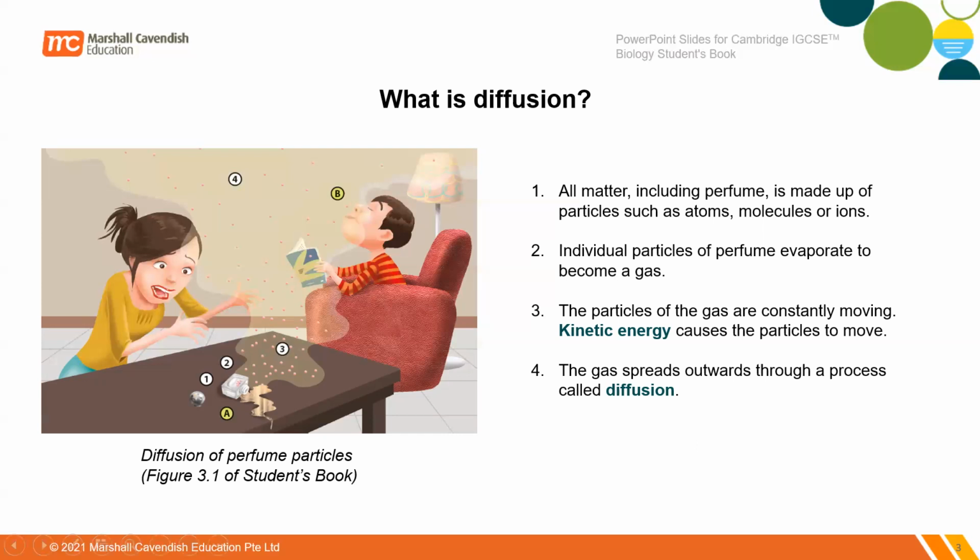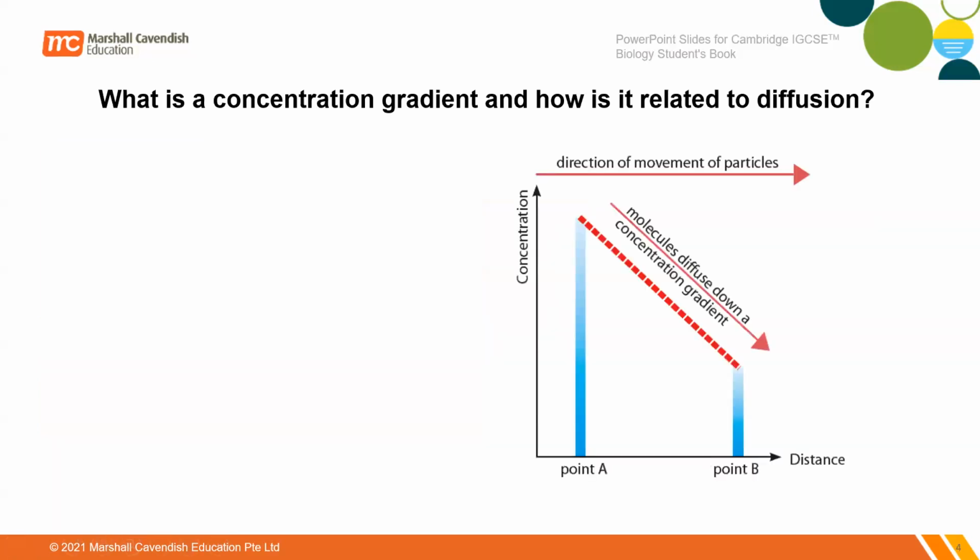In front of you is an example of diffusion, or the movement from high concentration to low concentration. Let's understand the scientific term concentration gradient. It means the movement from high to low. So when I'm saying molecules diffuse down a concentration gradient, particles will move from point A to point B. When I'm saying molecules diffuse up a concentration gradient, this means the movement will be from low to high concentration, and this is another type of movement of particles.